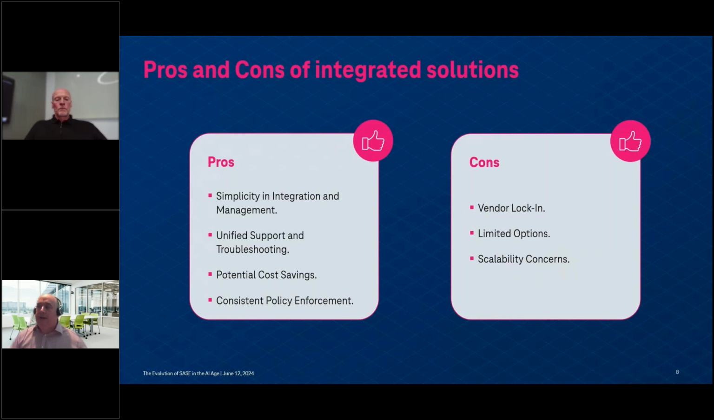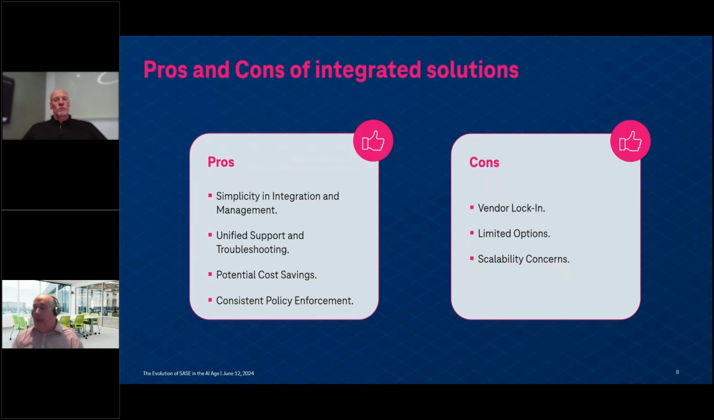You have unified support and troubleshooting. So in the event of an incident, it all can be seen very, very simply. You've got coverage there. You can see there's a problem there. You can go to a single vendor, and that vendor can give you the response you need. You're buying in bulk. I know it's a daft thing to say. Potential cost savings for those integrated solutions. Effectively, if you buy your entire SASE platform from a single vendor, there may be financial benefits to that.